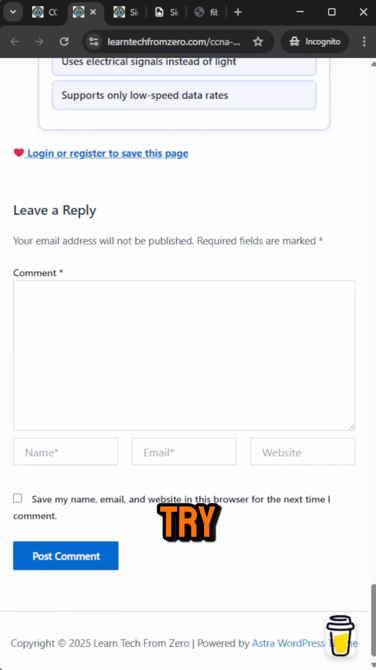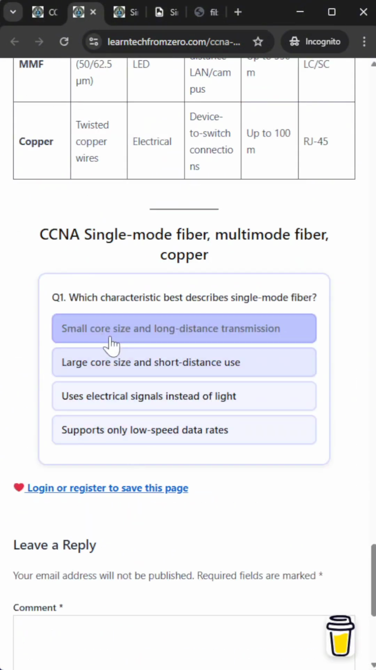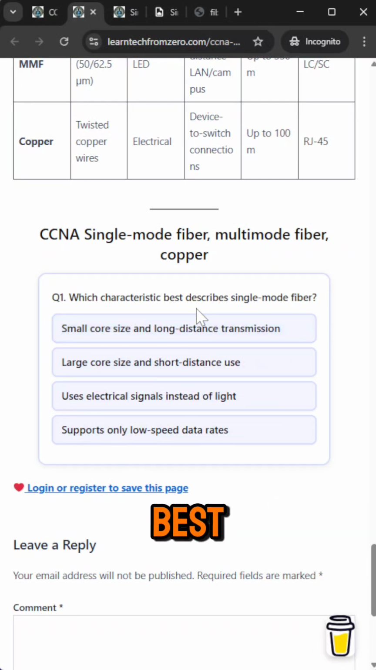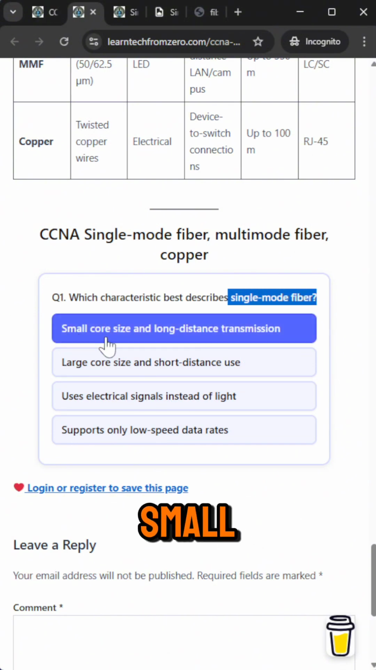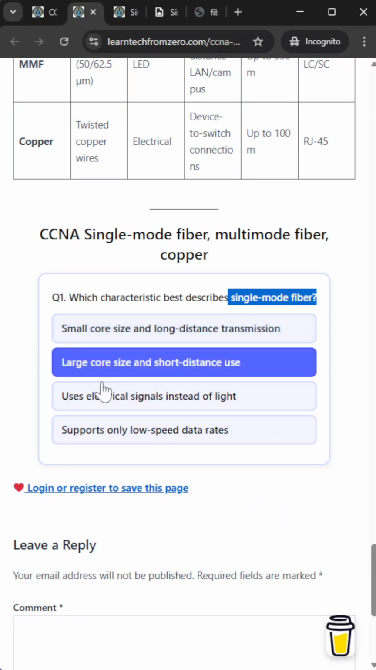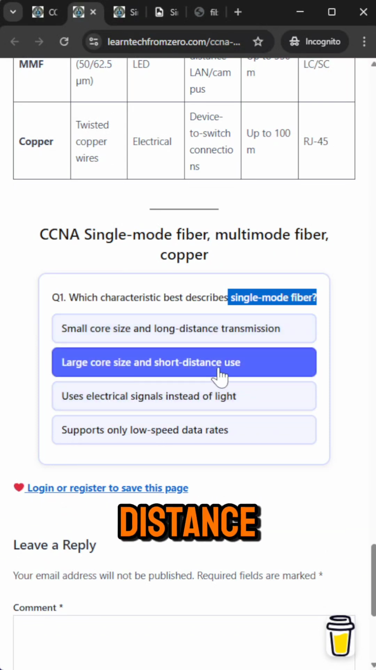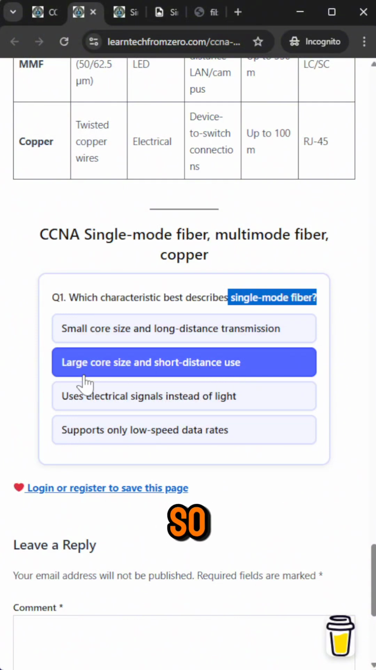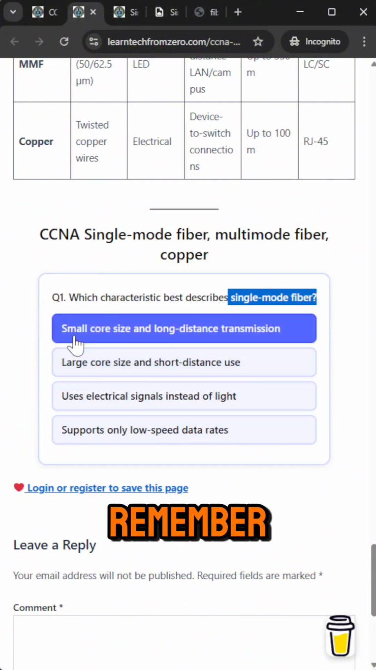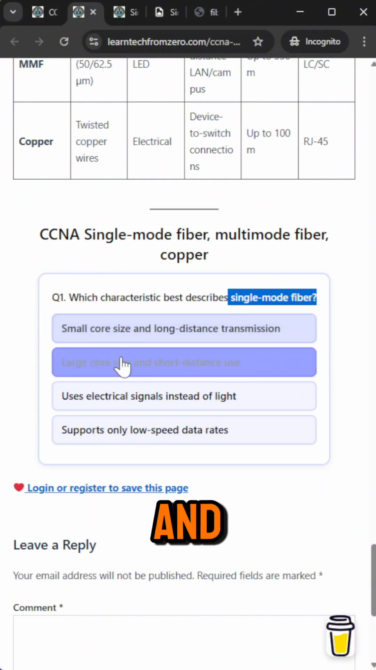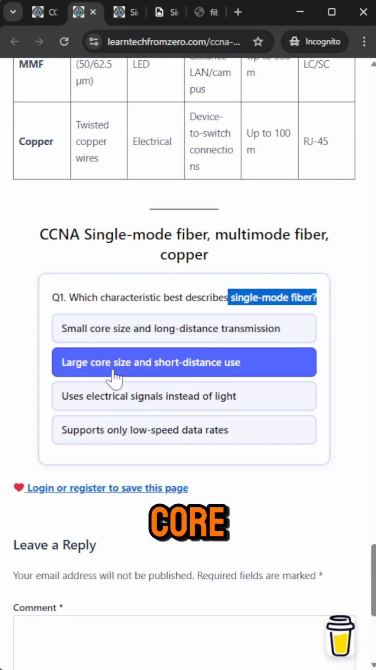So let's just try some of the questions. Which characteristics best describe single mode fiber? Single mode uses laser for longer distance. You need to remember that. So small core size and long distance transmission, or large core size and short distance transmission. You need to remember, single mode has small core, and multimode has large core.